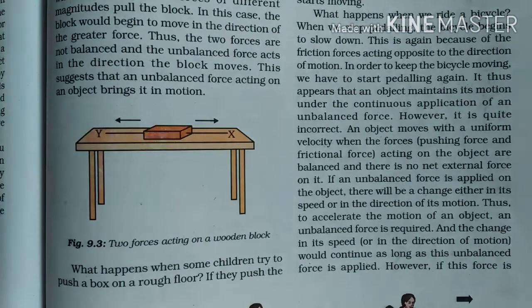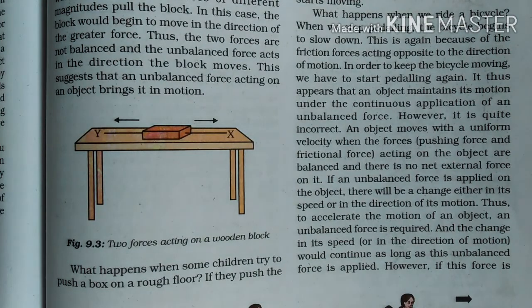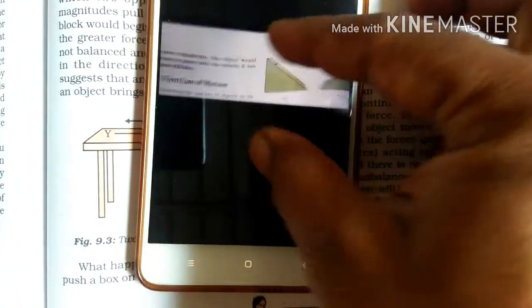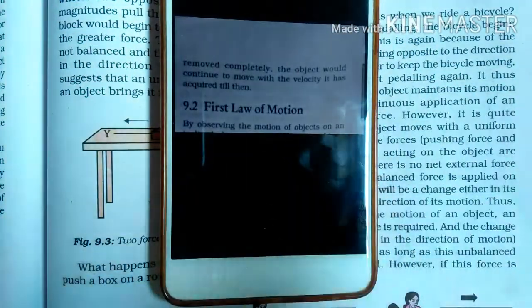I think you have understood it better. If there are any queries, please students tell your queries, we will solve them. Now after that, the next point is the first law of motion. We will see it in the next videos.